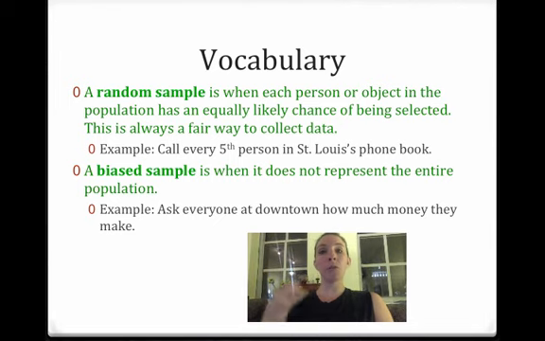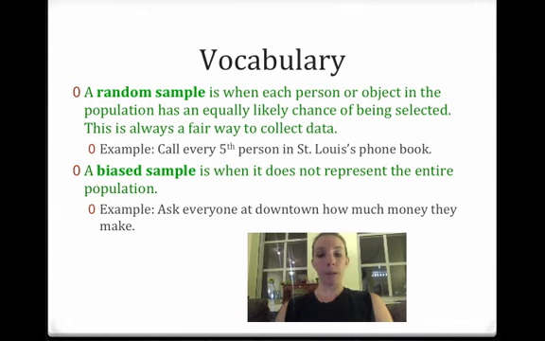So that you don't know who you're calling. You don't know what their race is, you don't know what their age is, you don't know where they live, like what neighborhood they live in. You don't know anything about them other than their name and their phone number. So you're not going to be able to skew your data at all.